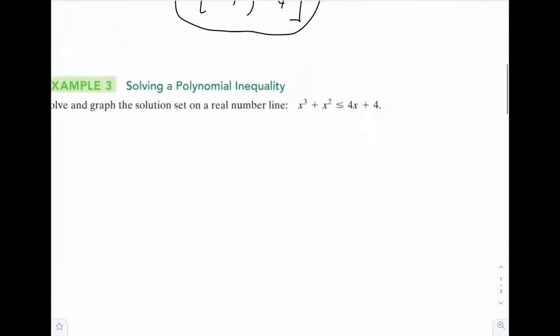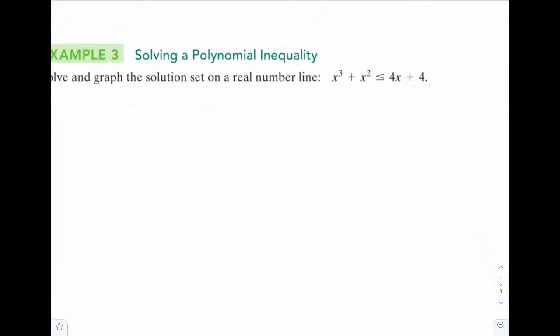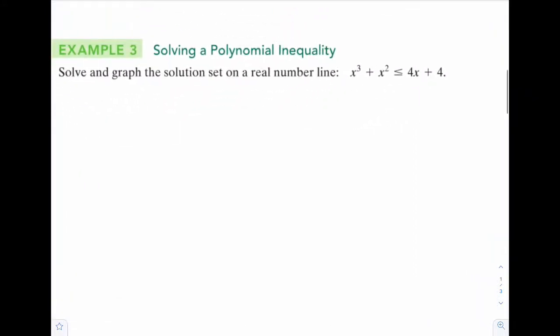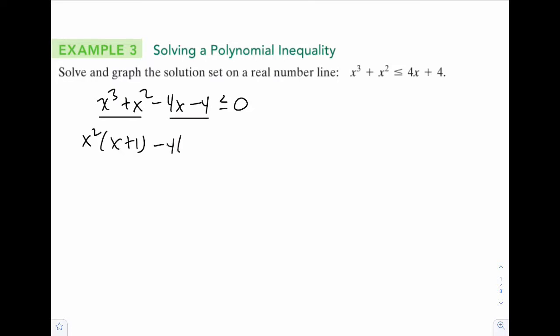Now here's our final question. We're going to zero it out. x cubed plus x squared minus 4x minus 4 less than or equal to 0. We're going to group factor this thing. x squared times x plus 1 minus 4 times x plus 1. Let's keep factoring. This would be x squared minus 4. And there it is.